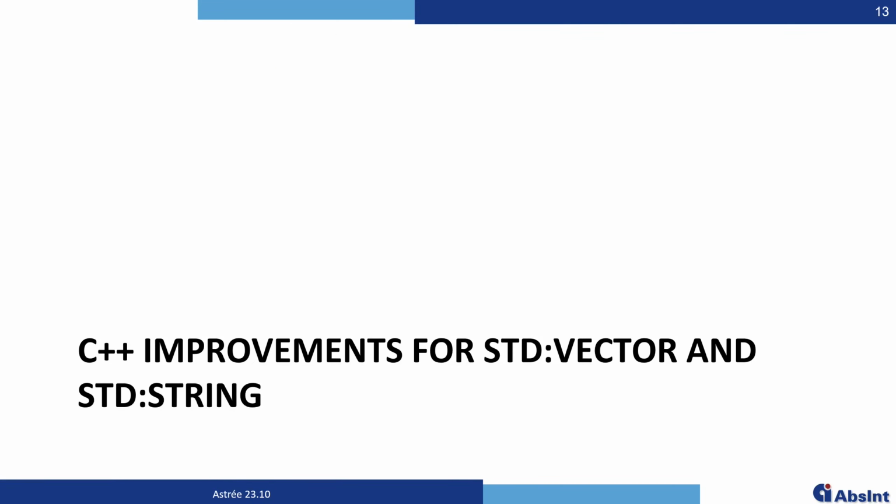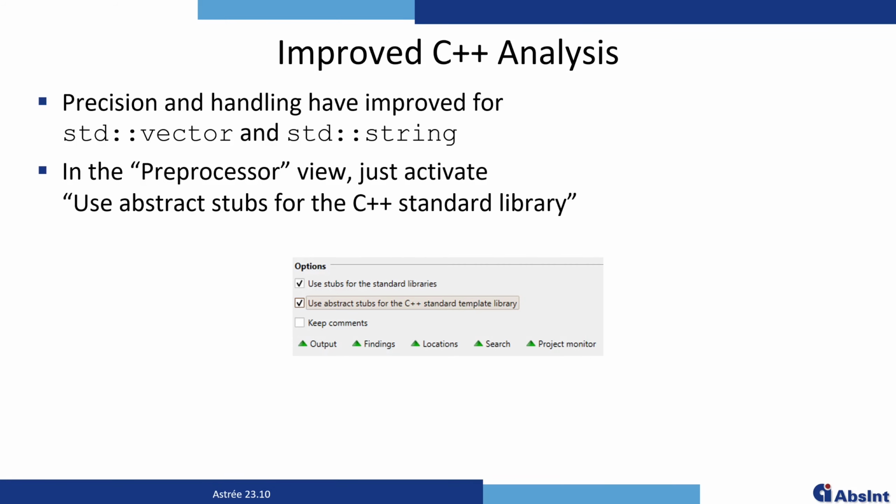As a last selected item for this video, I'd like to mention analysis improvements for C++ analysis. Concretely, we have improved the precision and handling for std::vector and std::string. The analysis will now better handle projects containing these constructs. To use the appropriate stubs, simply activate the Use Abstract Stubs for the C++ standard template library in the preprocessor settings.